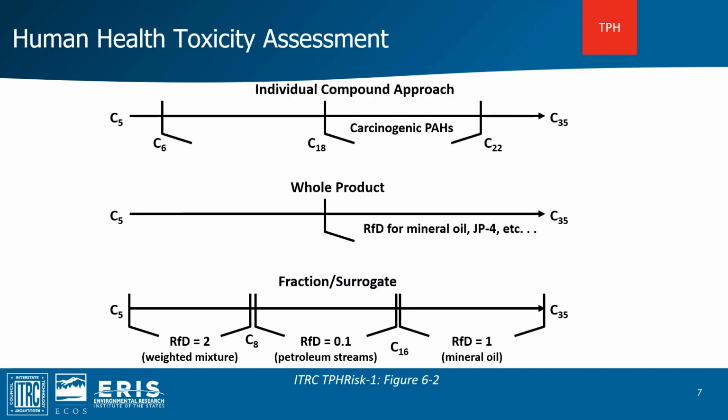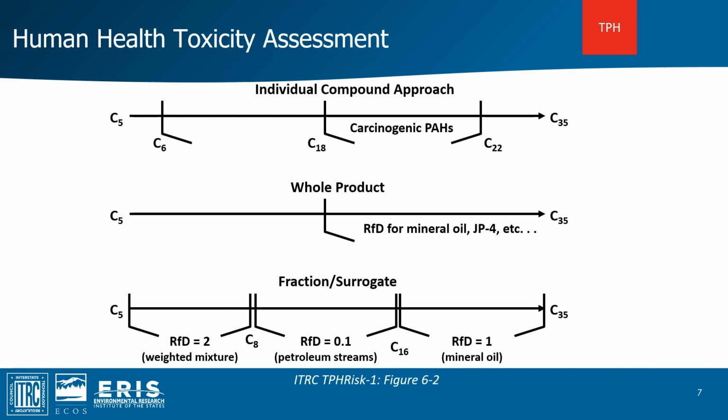In addition to an exposure assessment, a toxicity assessment must be conducted as part of the Tier 2, Tier 3 site-specific risk assessment. Now here's a tricky question. How do we assign a toxicity value to TPH when we know that TPH is a mixture containing thousands of compounds? The three basic approaches to TPH toxicity assessment are shown, including the indicator compound approach, the whole product approach, and the fractionation approach.